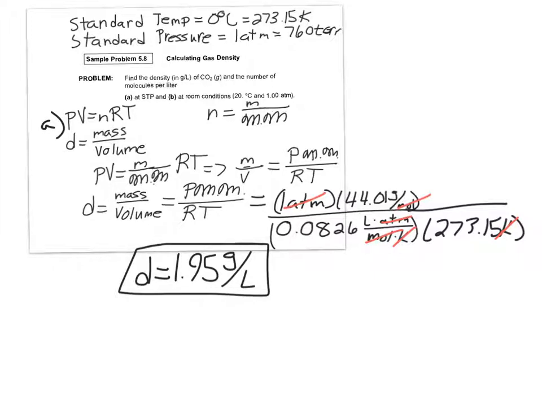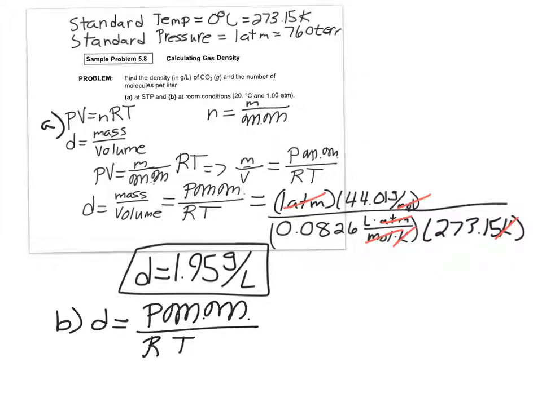Now, B part says at room conditions, so 20 degrees C and 1 atmosphere. So room conditions and standard STP are different. Be sure you understand that, right? The temperatures are different here. So let's see here. We're going to use our same formula. Density is going to be equal to the pressure times the molar mass divided by RT. All right, so our pressure says that it's 1 atmosphere for room conditions times the molar mass. That didn't change, right? It's still 44.01 grams per mole.